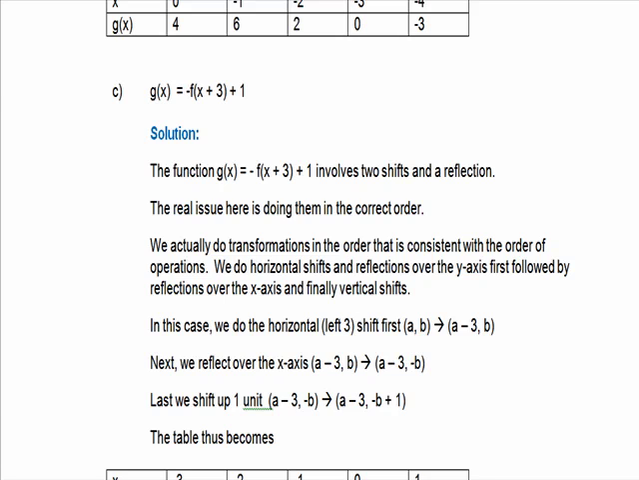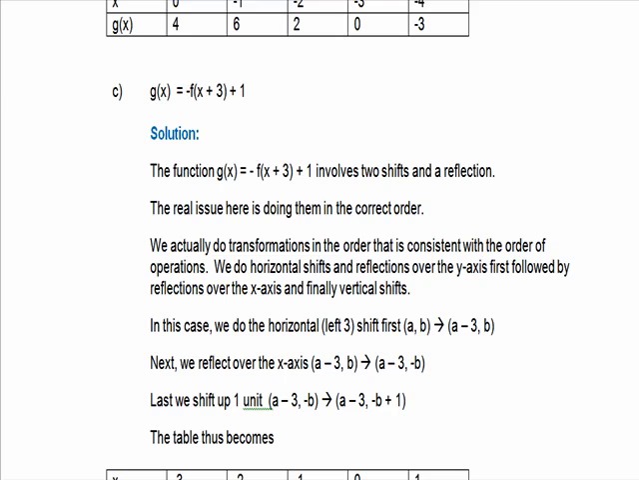So we think of the negative as being multiplying by -1. We're going to think of the x+3 in the parentheses as something inside parentheses, and the plus 1 as addition. Thinking about it that way, remember we do what's in the parentheses first, then multiplication or division, in this case multiplication, and then addition or subtraction. So we're going to do the horizontal shift first, then any reflection we have over the x or y axis, and then we're going to do vertical shifts.